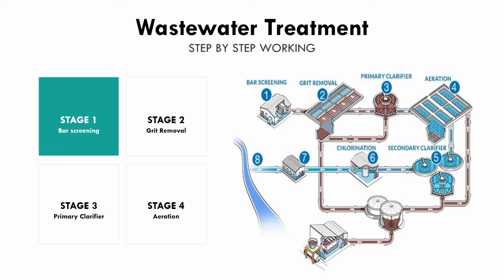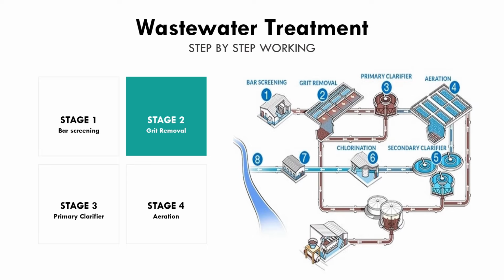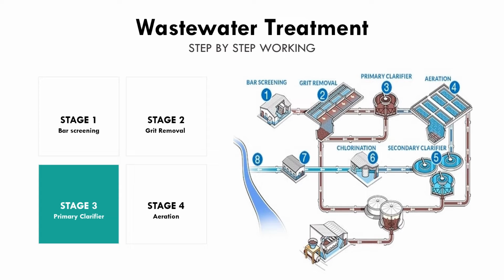Step 1. Bar screening. Removal of large items from the influent to prevent damage to facilities, pumps, valves and other equipment. Step 2. Grit removal. Removal of grit by flowing the influent through a grit chamber. Step 3. Primary clarifier, in which there is initial separation of solid organic matter from wastewater.